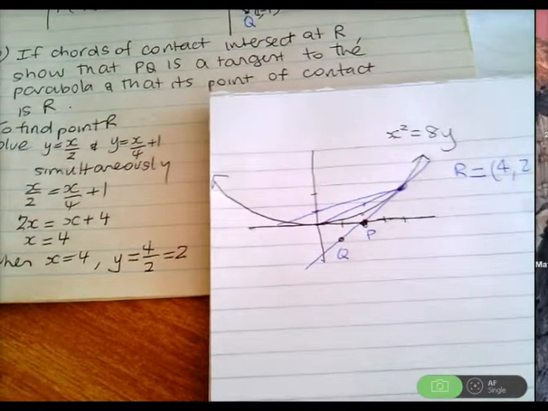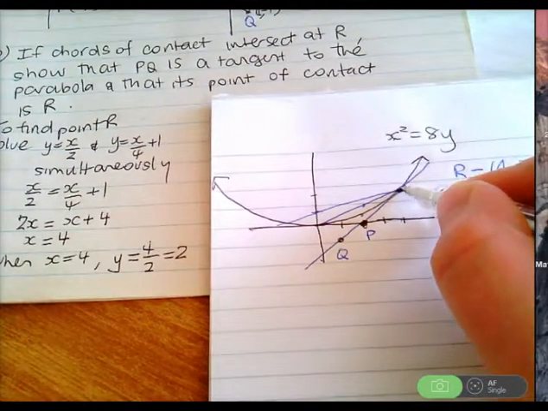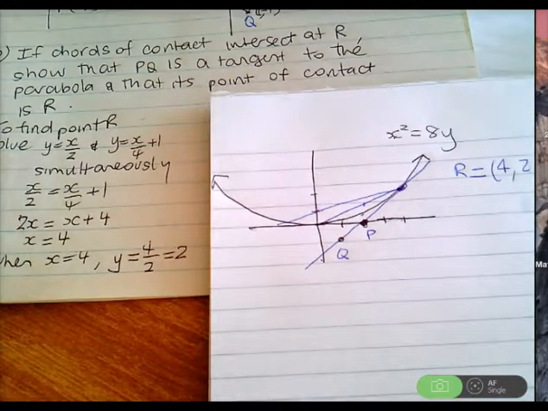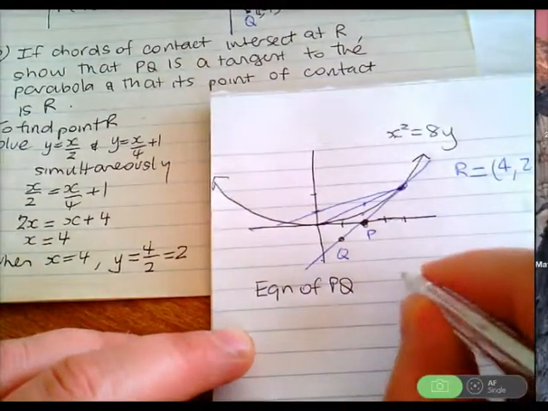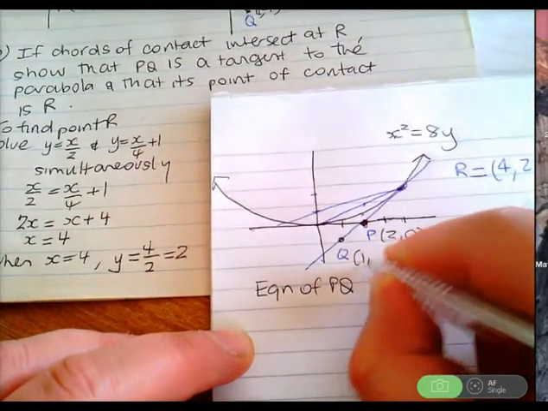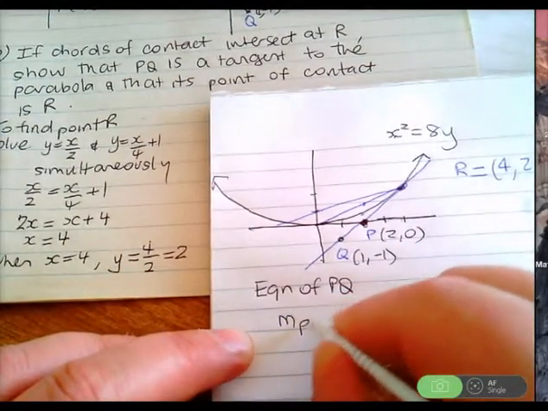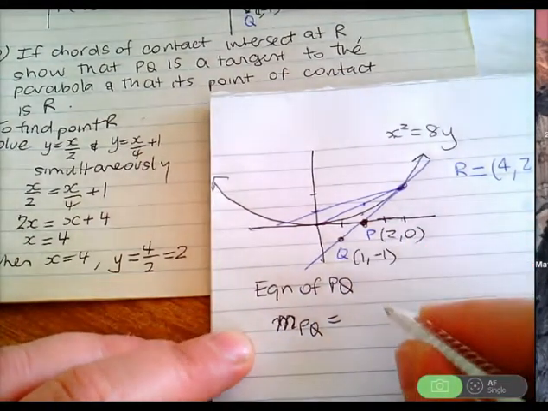What do you think we should do with PQ? Find its equation. And if PQ is a tangent to the parabola, when you solve the parabola with the tangent and you put them equal to each other, shouldn't I only get one solution? All right, so let's just find the equation of PQ. So first we find the gradient of PQ. Girls, these are just numbers. All right, gradient of PQ, what is it? Isn't it y2 minus y1 over x2 minus x1?